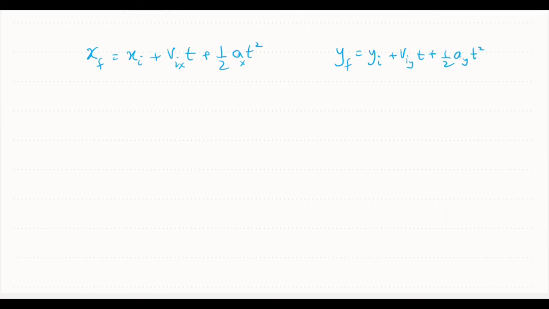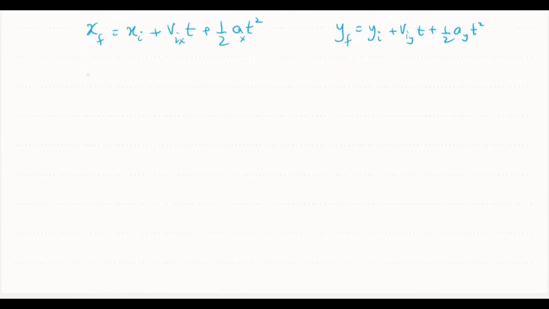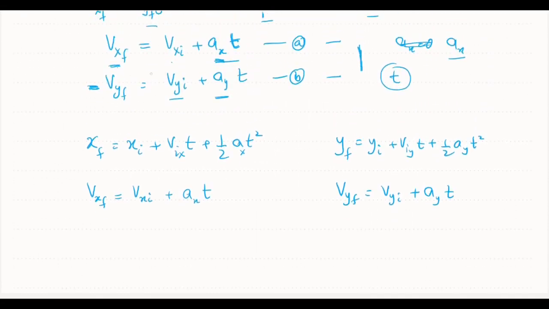And then we have the equation that we just took here: Vx final equals Vx initial plus Ax t, and Vy final equals Vy initial plus Ay t. Note that these are not vector equations because we are not writing any i's and j's; we are only taking the magnitudes of the terms.